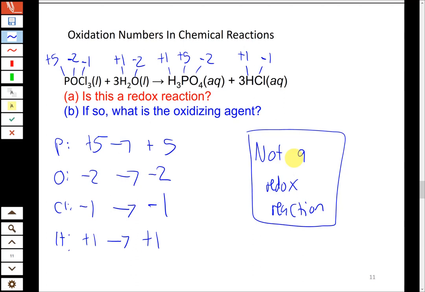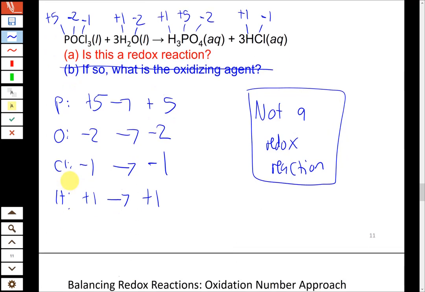Okay, so this one is not a redox reaction, so that means we don't even have to answer part B, because there is no oxidizing agent unless it is a redox reaction, okay? So any questions on that one? Same approach, but this time we found that there were no changing oxidation numbers, so it's not, in fact, a redox reaction.